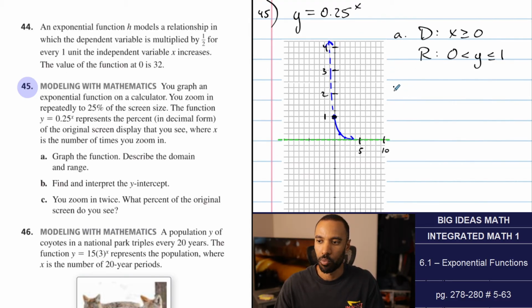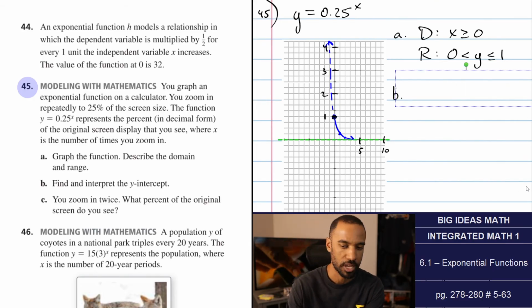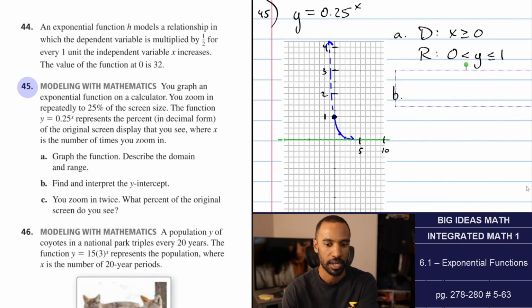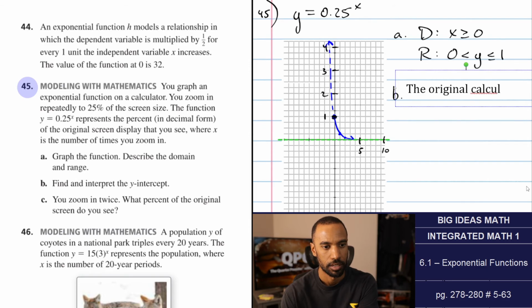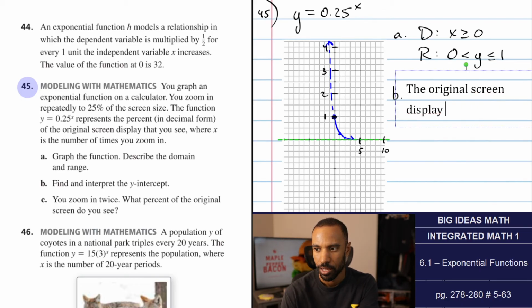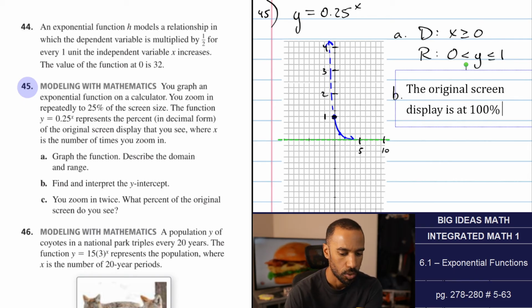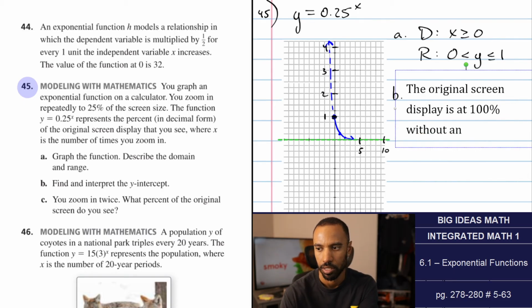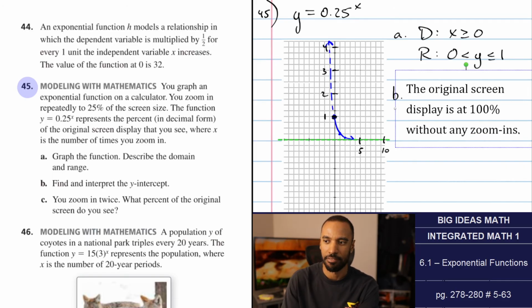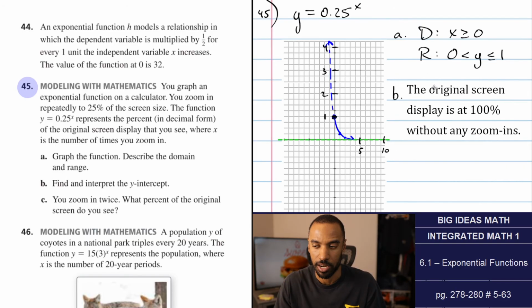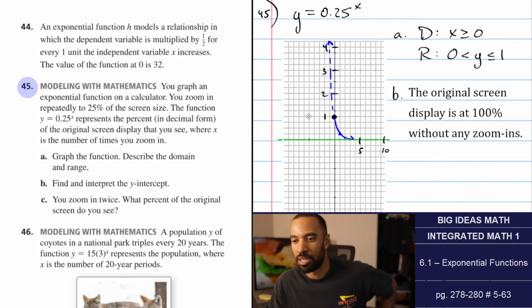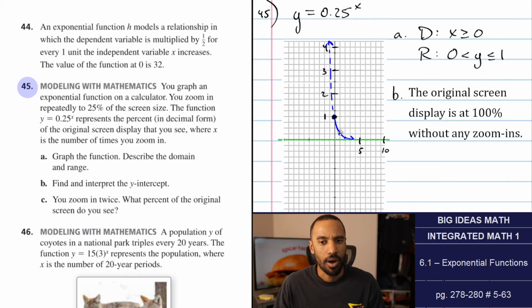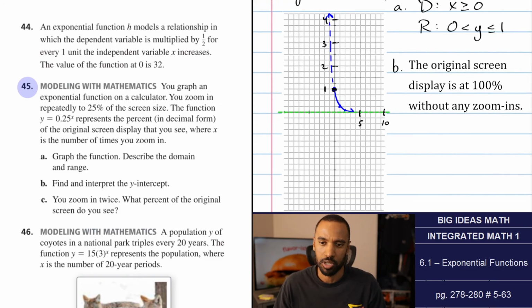Part B says find and interpret the y-intercept. The y-intercept says that my original calculator zoom is at 100%, right? It just says that I'm basically not zooming at all. The function represents the percent of the original screen. The original screen display is at 100% without any zoom-ins. The 100% is the y value of 1. It's the decimal equivalent of a percentage, right? And the 0 is without any zoom-ins. I zoom in 0 times there. And honestly, I don't know if this should be a continuous function or not, but I'm just going to leave it like that.